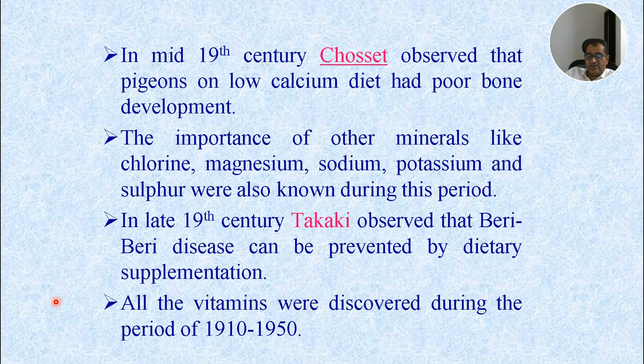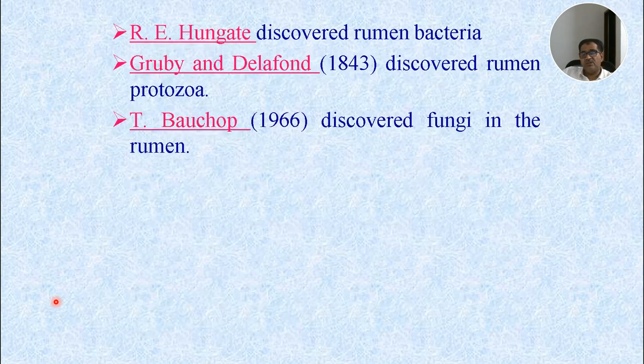And all the vitamins were discovered during the period of 1910 to 1950. So it's a very recent science, about 2000. Now it is 2024. You please deduct this 1950 out of 2024. Then that number of years have contributed to the development of animal nutrition.